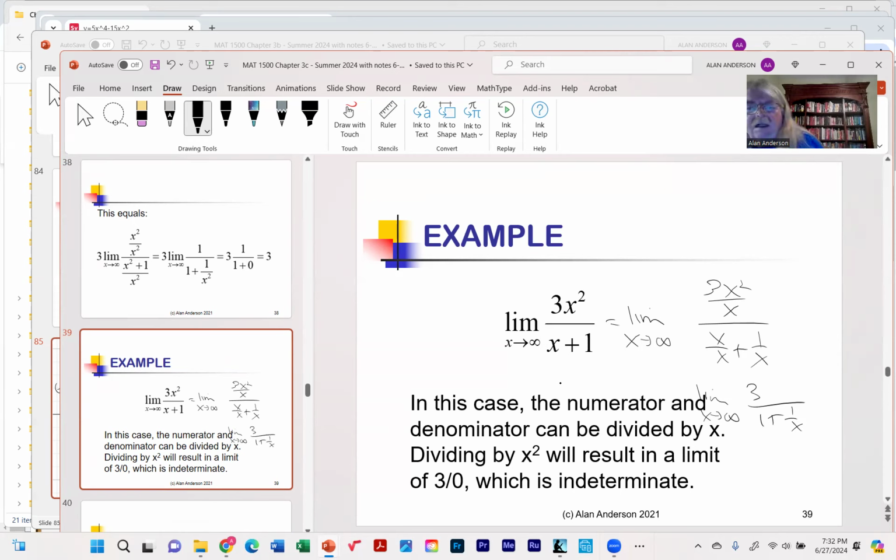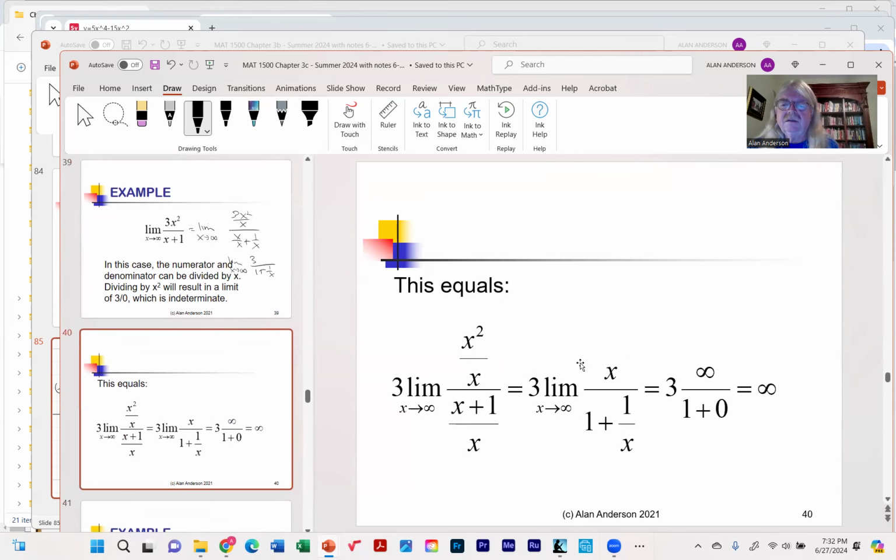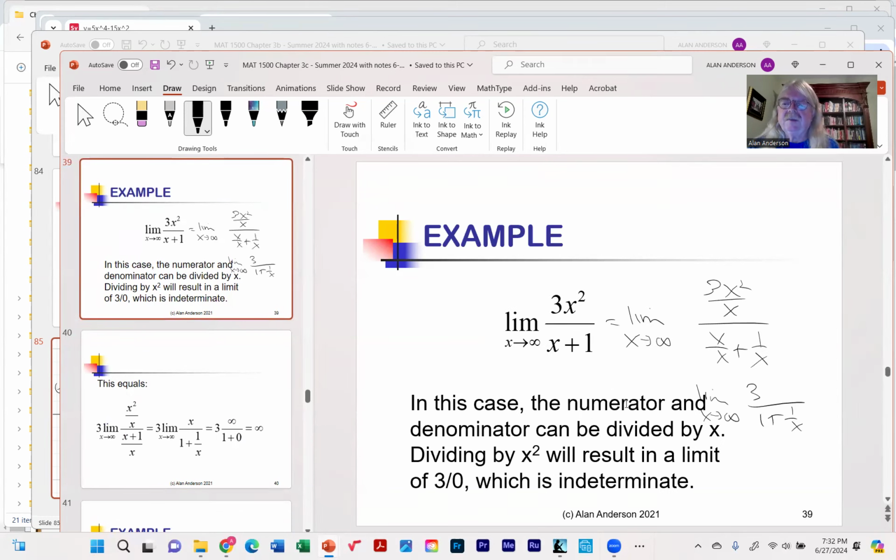Let's see. Oh, no, sorry. What do we have here? Okay, so in other words, there's the rub. I just realized there's an algebraic error here. If you directly substitute now, you're going to end up with 3 times infinity over 1 plus 0, which means you did something terribly wrong.